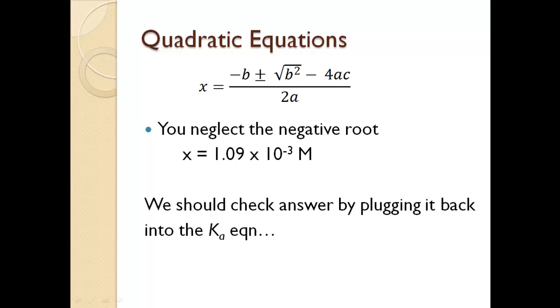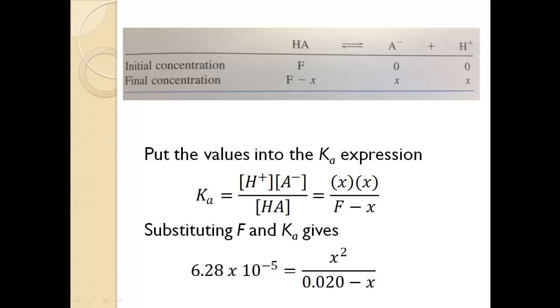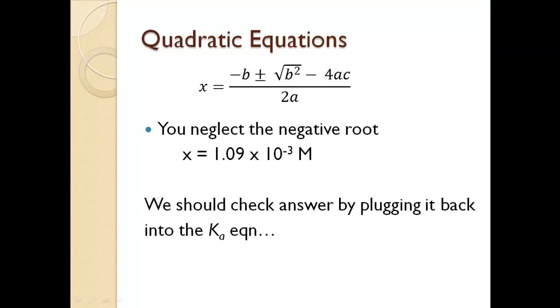X, remember, is your H+. If we go back over here, you'll see that the X was your H+ and your A-. Okay, so now we have the concentration of your hydronium ions at the end of that reaction. One thing I want to note is that there are 2 answers to the quadratic equation. Those are your 2 roots. We're going to go ahead and disregard the negative root because it doesn't make any sense, right? How can we get a negative concentration?